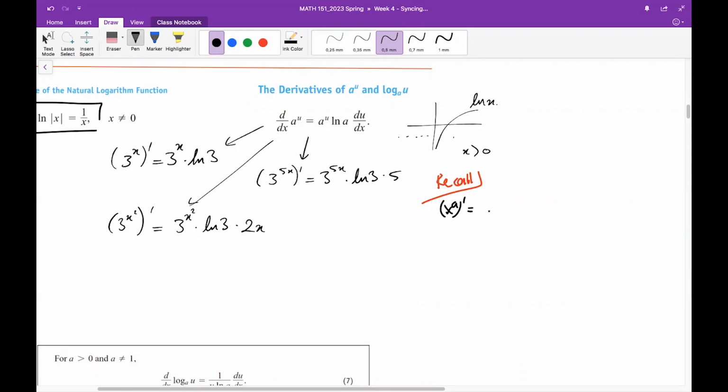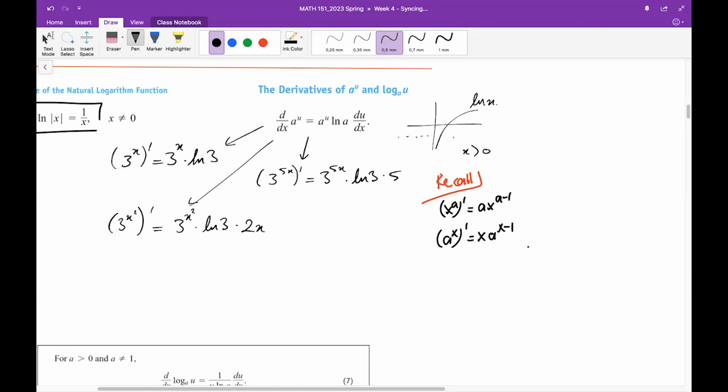This is a power function, right? And we know how to take the derivative of powers. You take the power down, you subtract 1 from the power. What if I change the roles of x and a? Then can you still apply power rule like that? Does it make sense to you? Is this correct?